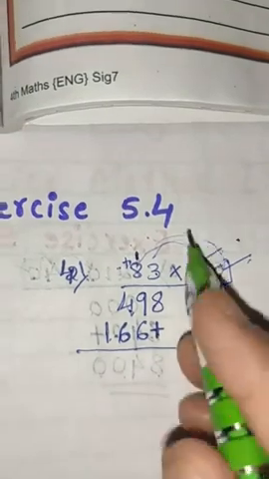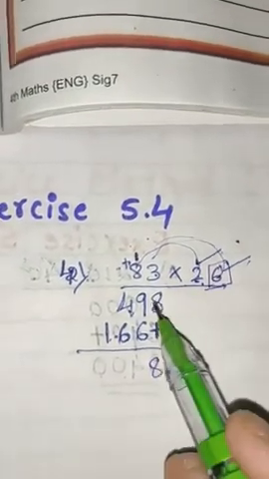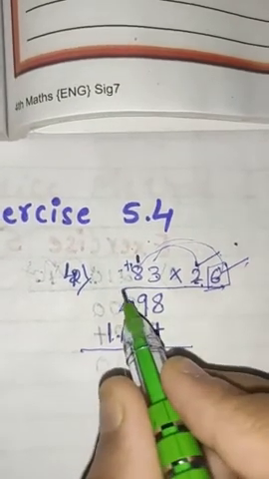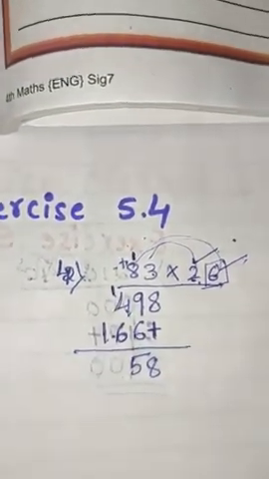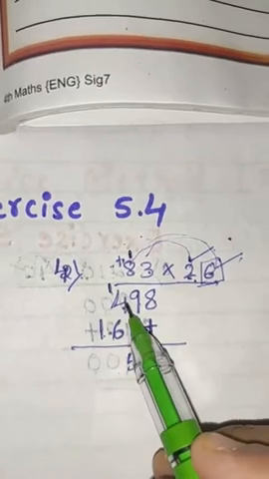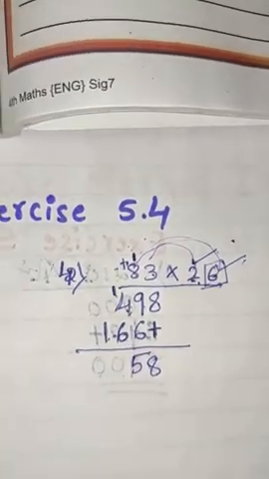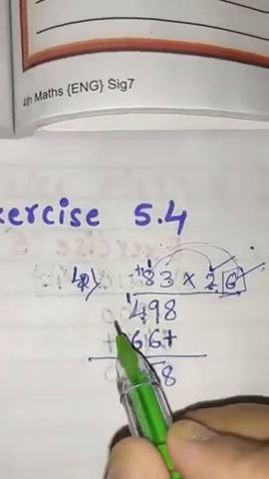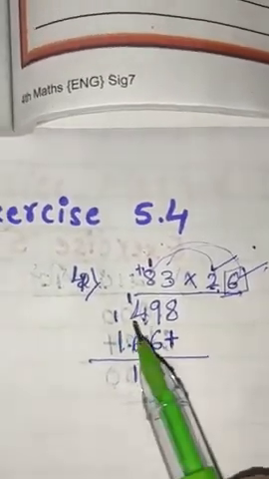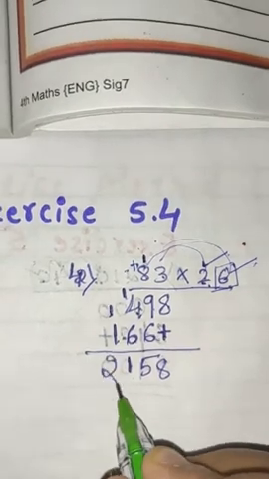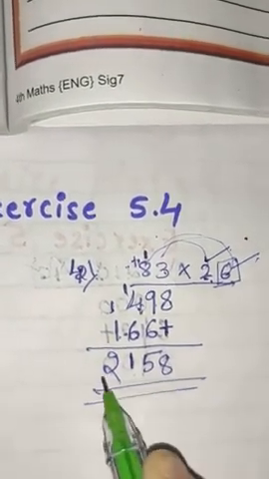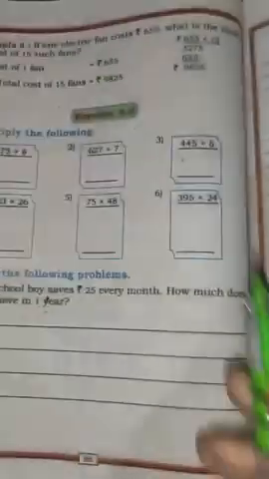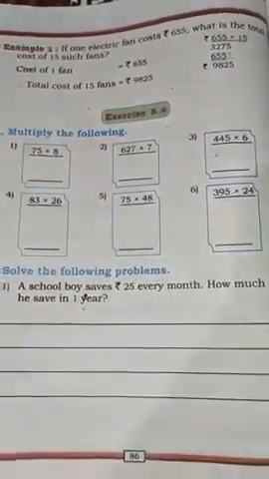So don't add this carry to the next number. So 8 is 8 here. 9 plus 6 is 15, right? So we'll give one carry over to the next place. So 1 plus 4 is 5. 5 plus 6 is 11. So 1 we'll write here and the next one will carry over to the next place. So 1 plus 1 is 2. So what is the answer here? 2158. Understood, children? In the same way, you just try to solve it by yourself.